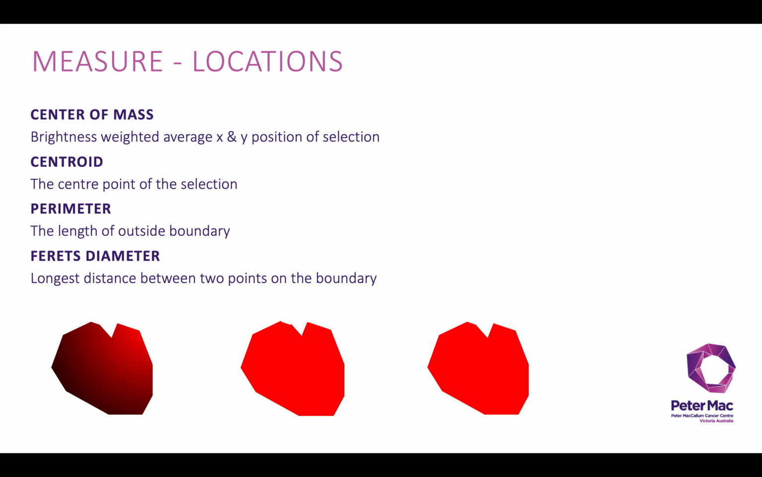We can measure out locations. So, for example, your centroid, which is the center point of your selection, or the center of mass, which is weighted for the brightness. So here we can see this object's brighter in the top right here, so the center of mass is skewed off to that region. We can look at the perimeter, so the length around the outside of your boundary, or what's known as the Feret's diameter, so the longest distance between 2 points on the boundary of your object.